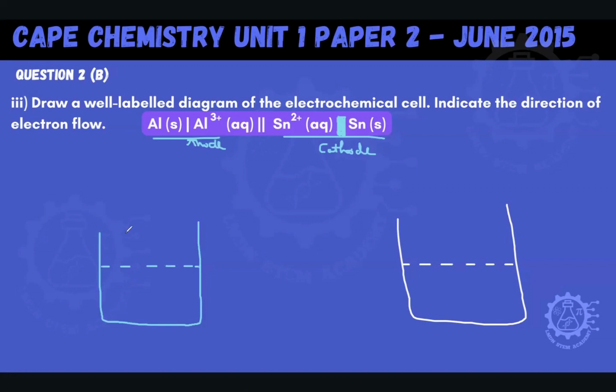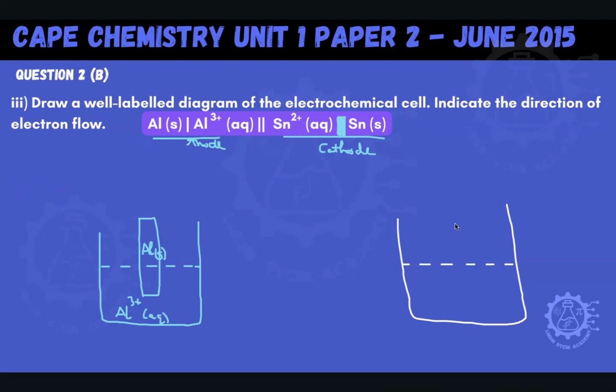So because this is my anode, I'm gonna have a sheet, like a metal sheet. And that metal sheet is gonna be made up of what? That's my aluminum in the solid phase, right? So that's my Al solid. That's what my anode will be made up of, Al solid. And that sheet of Al solid is going to be placed into a solution that contains Al3+ ions in the aqueous phase, okay? And so that represents my anode.